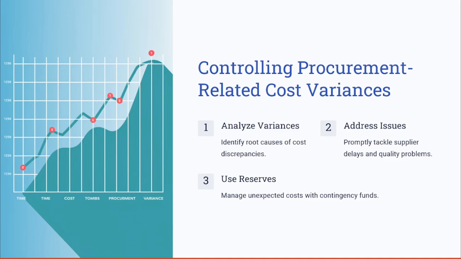You also need to address supplier delays and quality issues promptly, since you are paying the contract cost. You need to address all of these delays and quality issues promptly to ensure that you have a good renegotiation with the supplier or the vendor. You may also utilize the contingency reserves to manage these unexpected procurement costs.